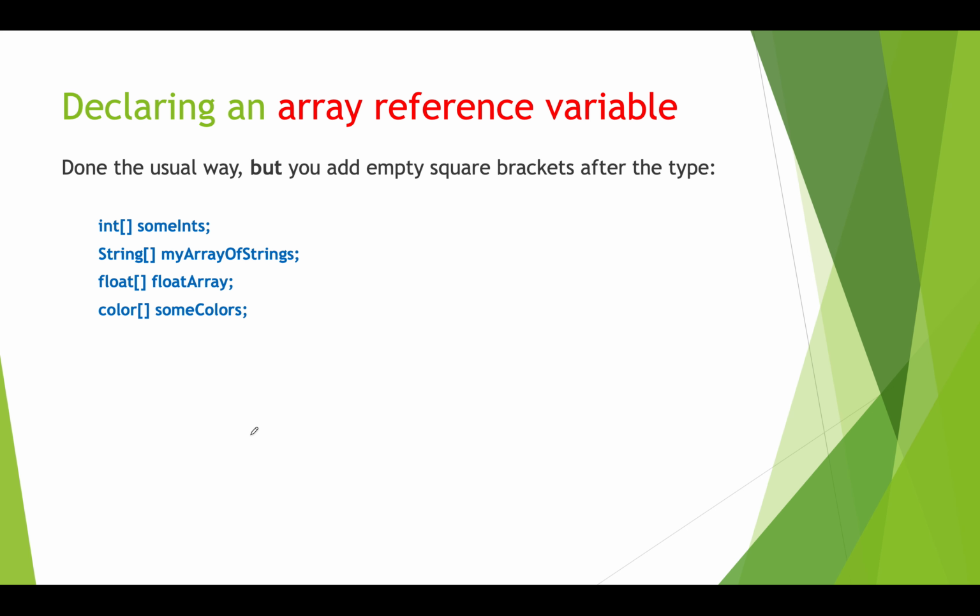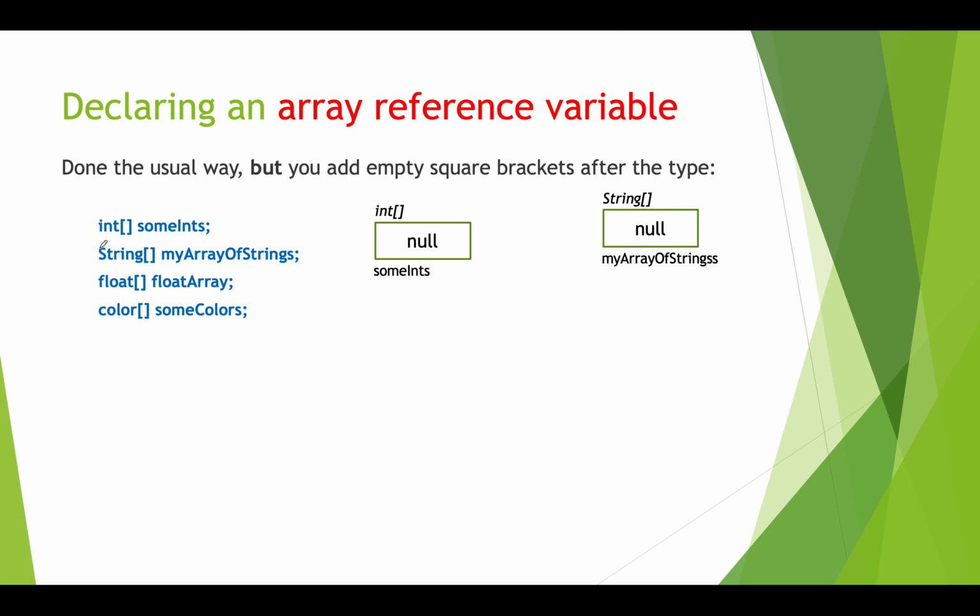Okay, so let's look at the first part. How do we declare an array reference variable? It's done the way we declare other variable names, where we have a type and then a name. The only thing that's different is we have to add square brackets after the type. So we've got 4 examples here. We have an array of ints. So we've got int square bracket, and we have our name some ints. So this creates a reference variable on our stack. The name is some ints, and this can point to any array of ints. Right now it's not pointing to anything, so its value is null.